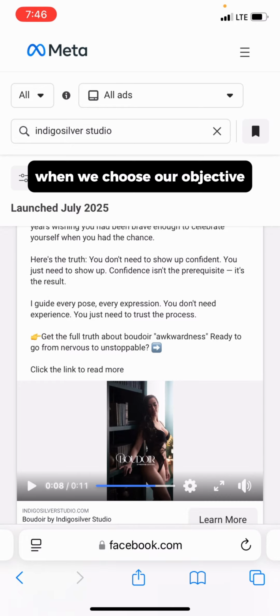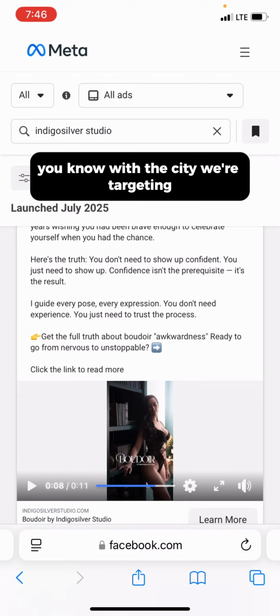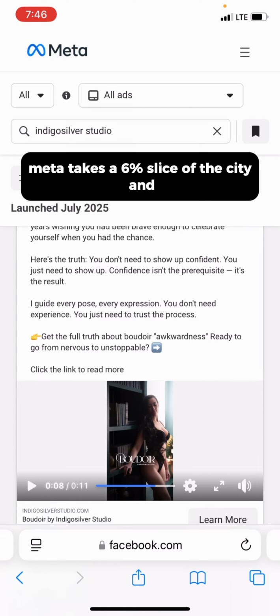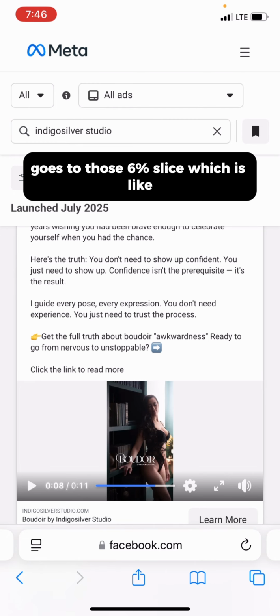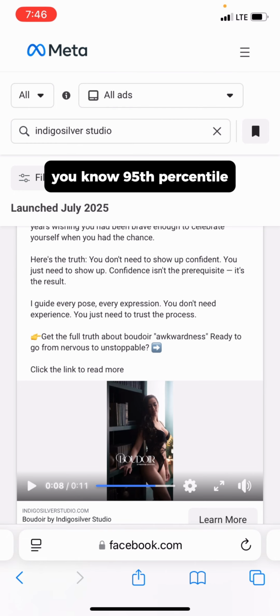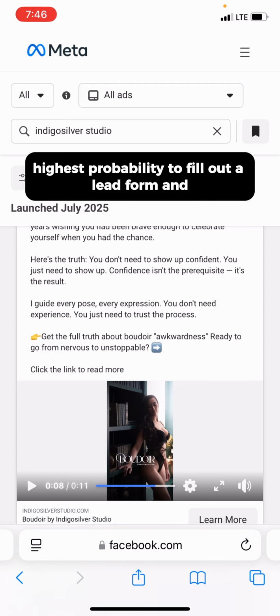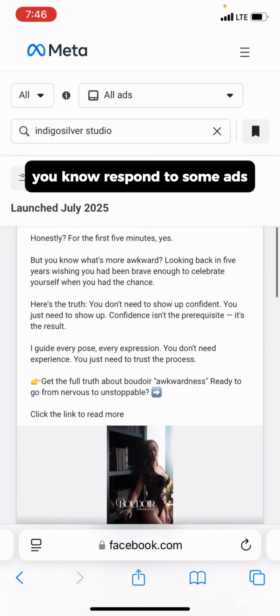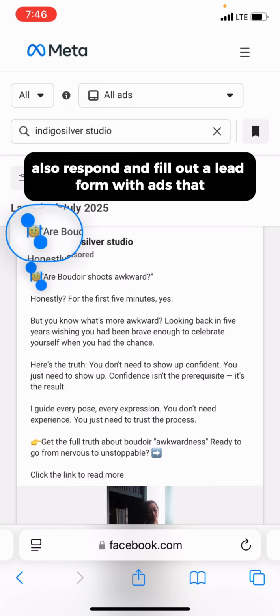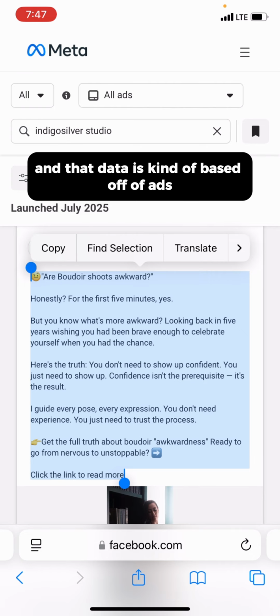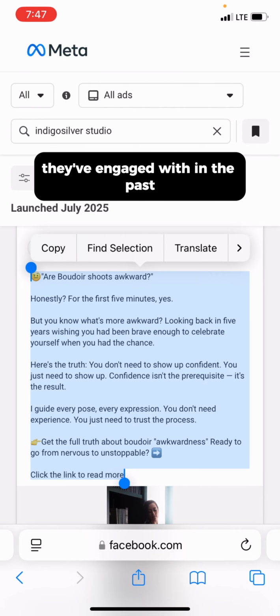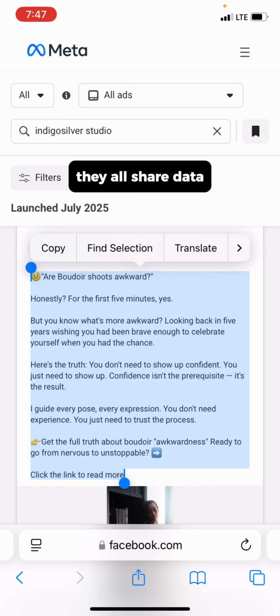When we choose our objective, with the city we're targeting, basically, Meta takes a 6% slice of the city and goes to that 6% slice, which is like the 95th percentile, highest probability to fill out a lead form, and respond to ads that have these specific keywords in them. And that data is kind of based off of ads they've engaged with in the past, things they've typed into Facebook, Instagram, and Google, because yes, they all share data.